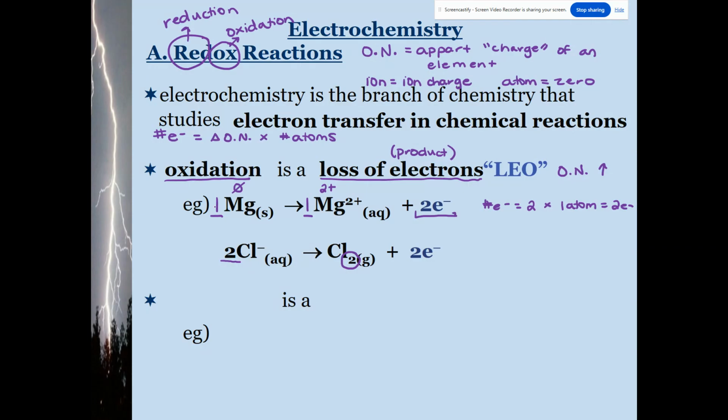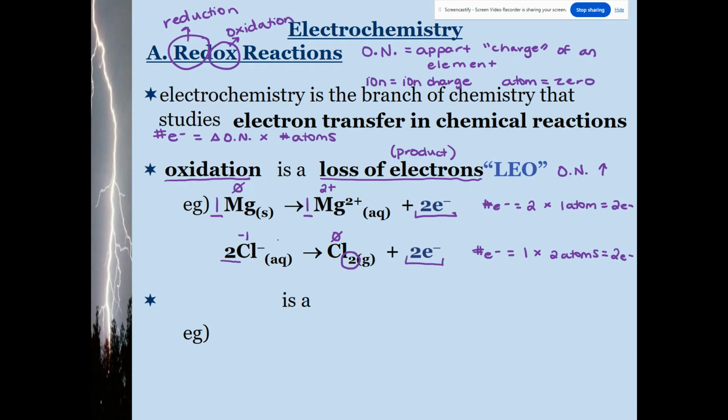Before I had 1 magnesium on each side. This time I have 2 chlorines on each side. Now each chlorine as an ion starts with a -1 charge. And then, as it turns into the diatomic atom, it becomes 0. All right? So my number of electrons transferred here, the change is by 1, but there's 2 atoms going through that change, 2 chlorine atoms or 2 chlorine ions. So that is again a transfer or a loss of 2 electrons.